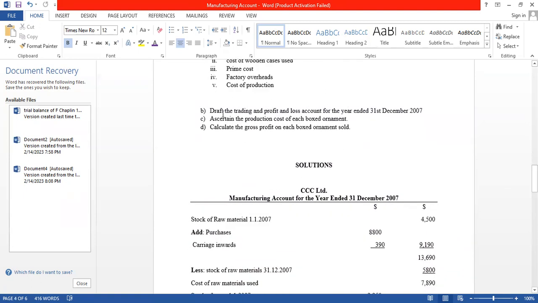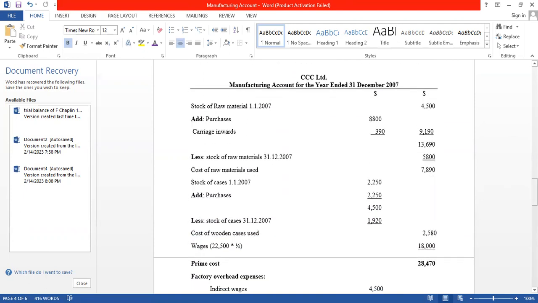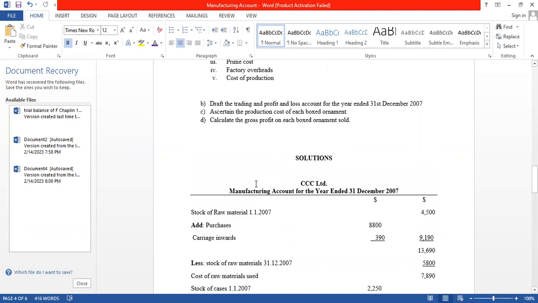The next thing they said is to draft the trading and profit and loss account for the year ended the 31st of December. C, ascertain the production cost of each boxed ornament. D, calculate the gross profit on each boxed ornament. The first thing that we're going to do is find the solution of 3C Limited manufacturing account. Good. So this is our heading. Notice I have solutions here. And this is our heading.